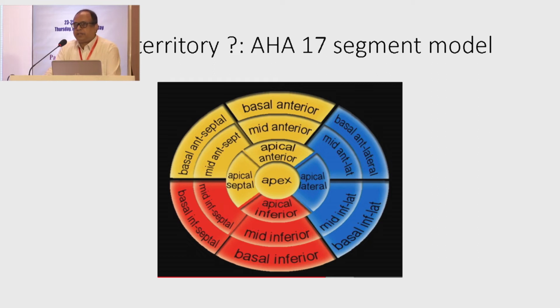Now we can detect the ischemia. So which vascular territory is involved? As per the AHA 17 segment model, we can assess the LAD territory by the anterior and septal area, inferior and infraseptal by RCA, and lateral area by LCX, depending on the dominancy of the circulation.